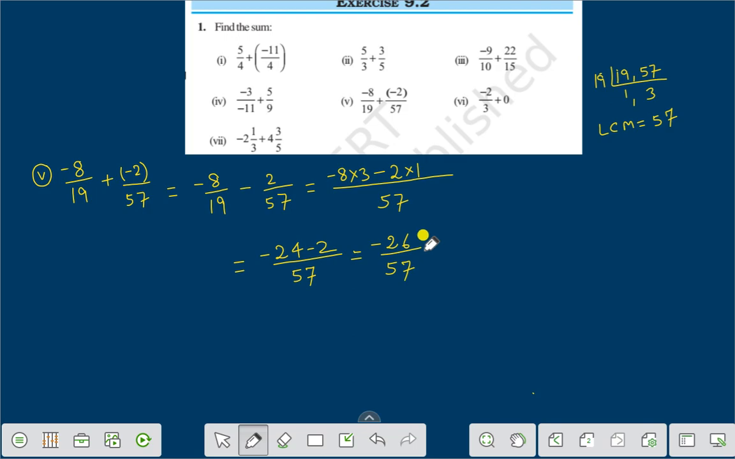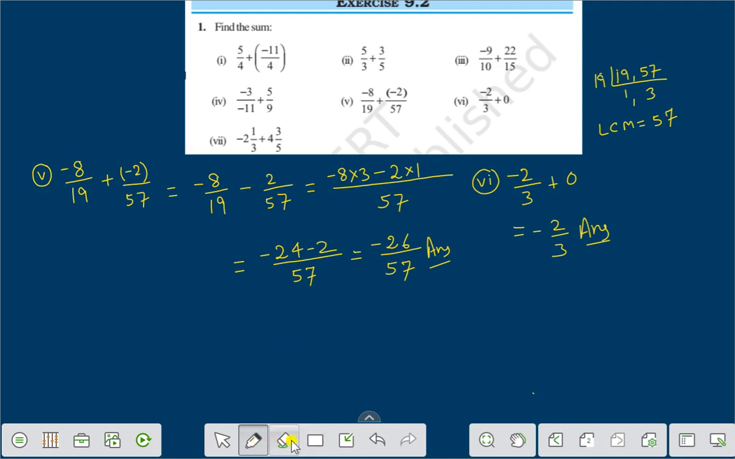Now we'll solve question number 6. Question number 6 is minus 2 by 3 plus 0. Here we get the same thing, that is minus 2 by 3. This is the answer. When we add anything to 0, the same thing comes again, that is minus 2 by 3.